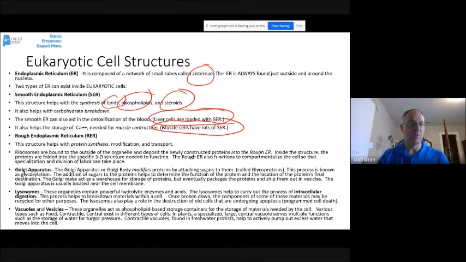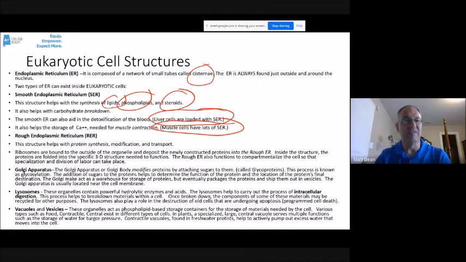The rough ER is the one we talk more about in biology classes. This one is covered with ribosomes. That's what makes it appear to be rough. It's involved in protein synthesis, protein packaging and modification, and protein transport. So the rough ER packages the proteins made by the ribosomes and then ships those out.